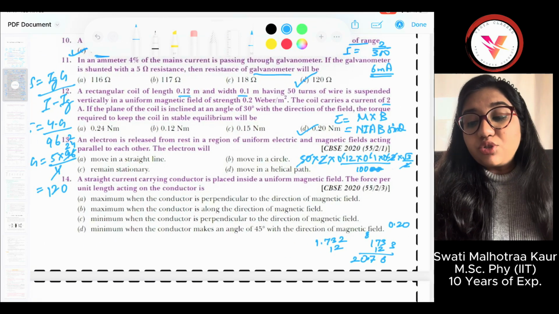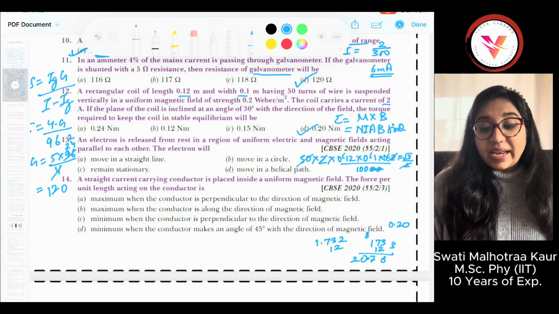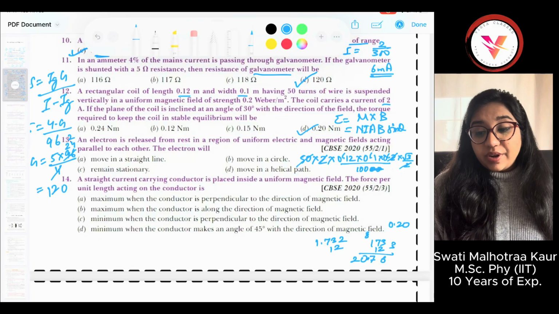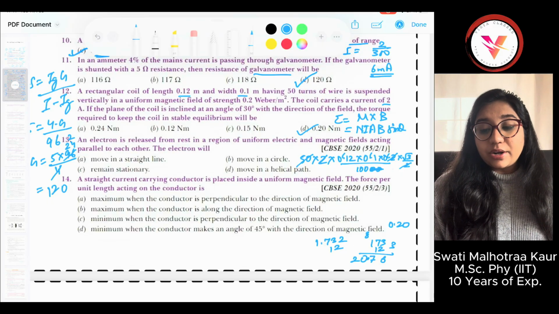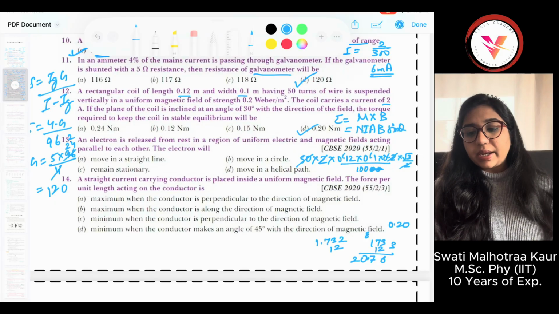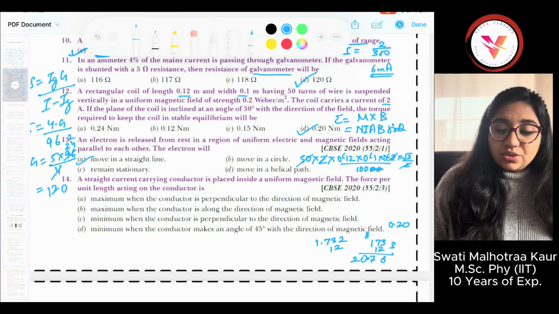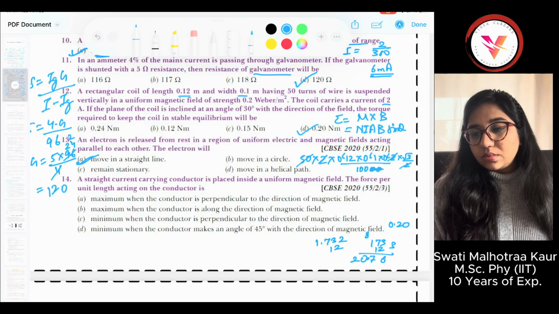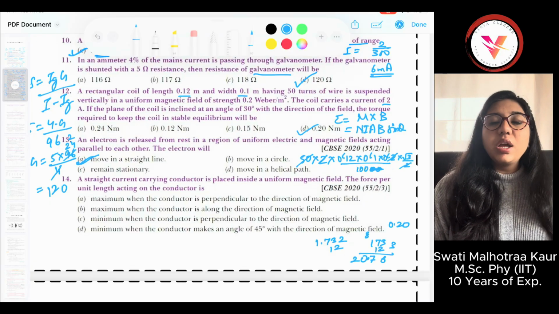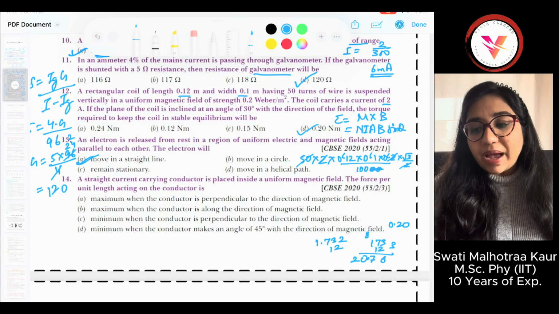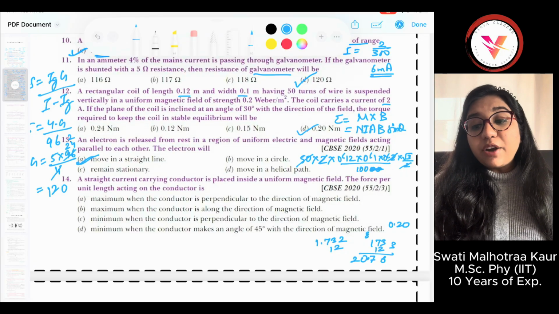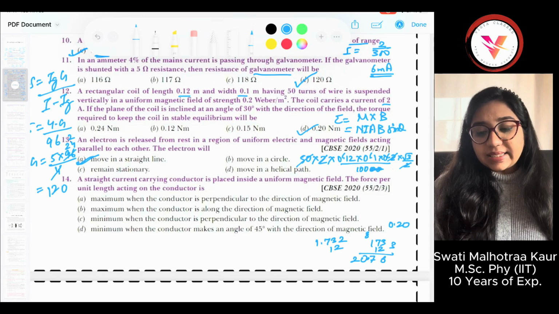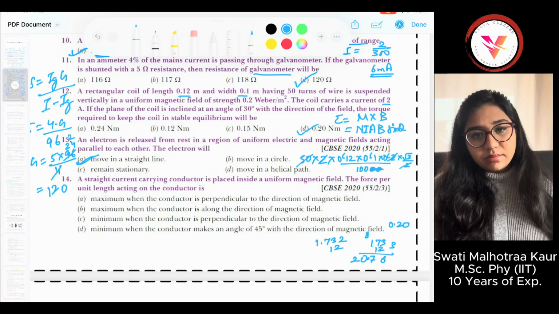Next, an electron is released from rest in a region of uniform electric and magnetic field acting parallel to each other. Again, if the electric field and magnetic field are parallel to each other, the electron will move in a straight line, since the magnetic field does not change its direction if the electron comes in parallel or anti-parallel to the magnetic field. And for the electric field also, it is a uniform electric field, so the force is uniform.